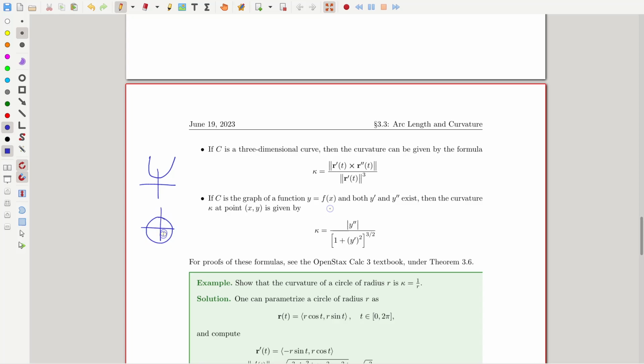Because this doesn't pass the vertical line test, this is not a function per se, y a function of x. So that is not the case, but this one is.